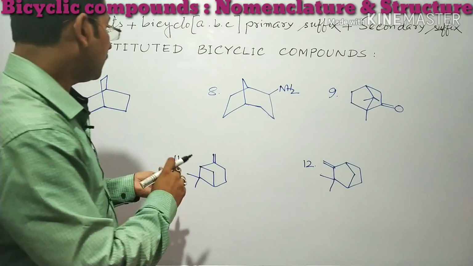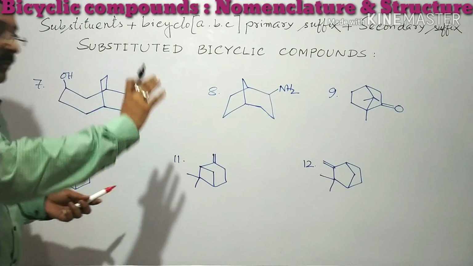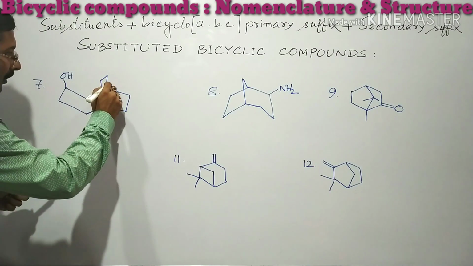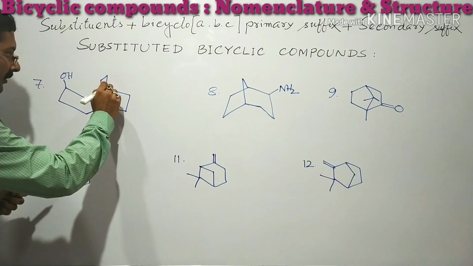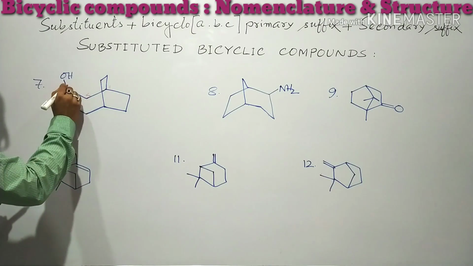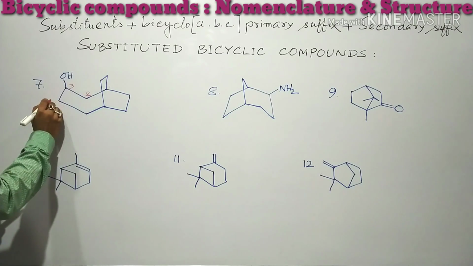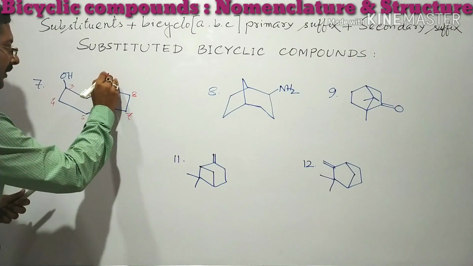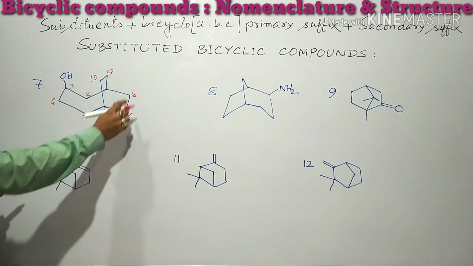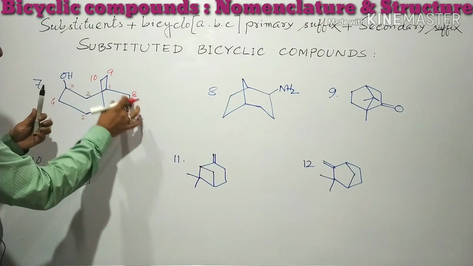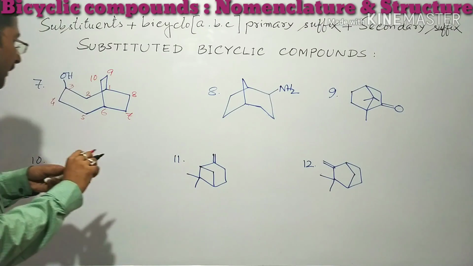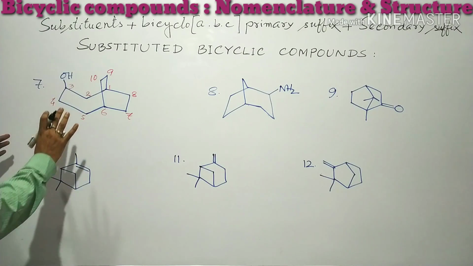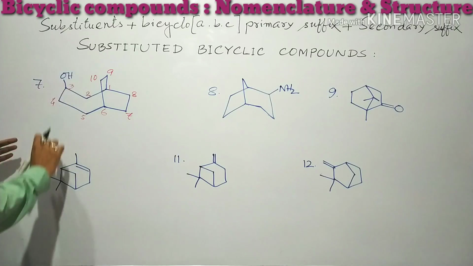Now let us take some other examples of substituted bicyclic compounds. Look at here. The numbering of the carbon starts from here. This is carbon number 1, this is 2, this is 3 because the functional group is present there. 4, this is 5, 6, 7, 8 and 9, 10. This 7, 8, 9, 10 is actually immaterial because these two parts are identical. Okay, so the name of the compound is, no substitution is there other than the hydroxyl group.